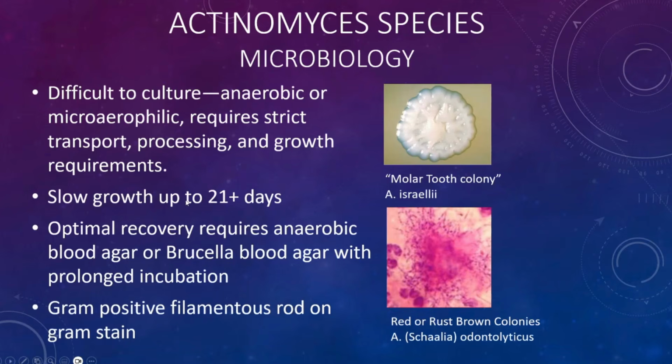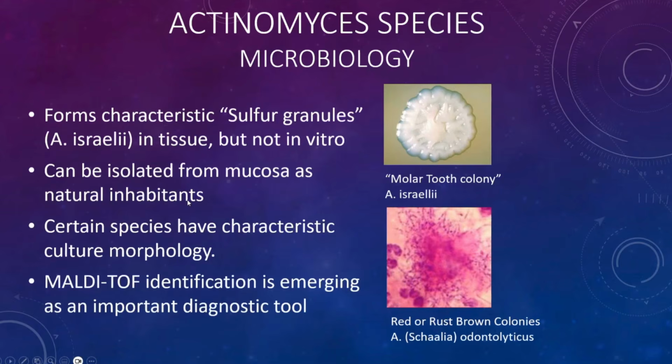And again, Actinomyces is indistinguishable from Nocardia on Gram stain. Actinomyces israelii forms characteristic sulfur granules in tissue, but not in vitro. Schaalia odontolyticus doesn't produce sulfur granules, however. Actinomyces can be isolated from mucosa because it is a commensal, so the presence of this organism in a culture from, let's say, the oral cavity does not necessarily mean it's a pathogen. MALDI-TOF identification, like with Nocardia, is emerging as an important diagnostic tool.